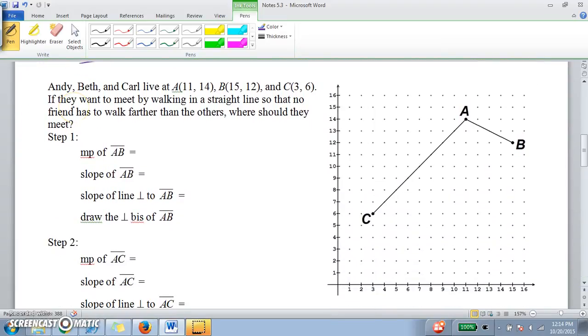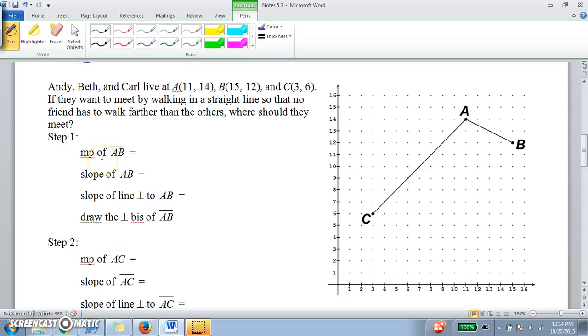So we've got a problem here. It says Andy, Beth, and Carl live at A, B, and C, and gives the coordinates of A, B, and C. They're graphed on the graph over here. If they want to meet by walking in a straight line so that no friend has to walk farther than the others, where should they meet? So it's basically asking us to find the point on here that's equidistant from A, B, and C.